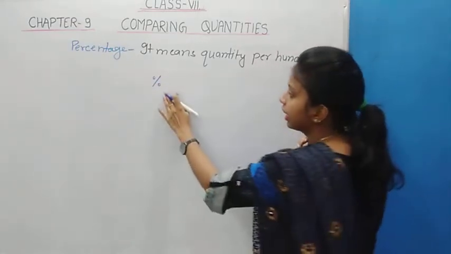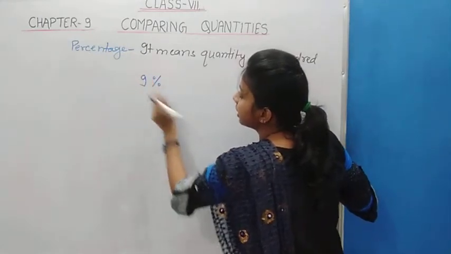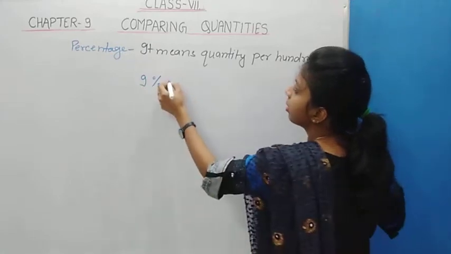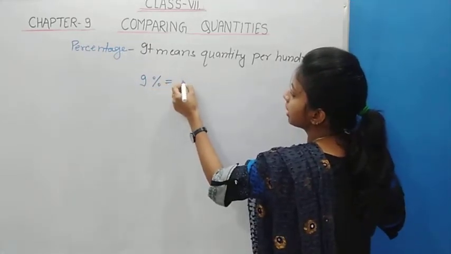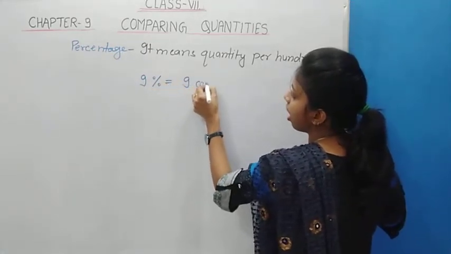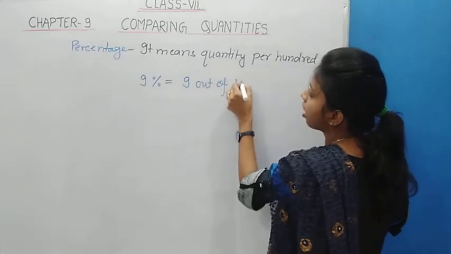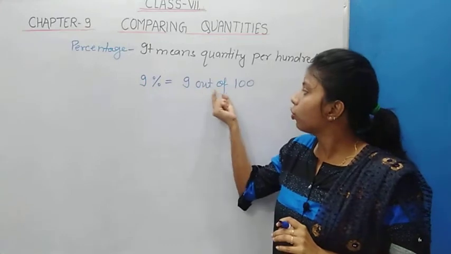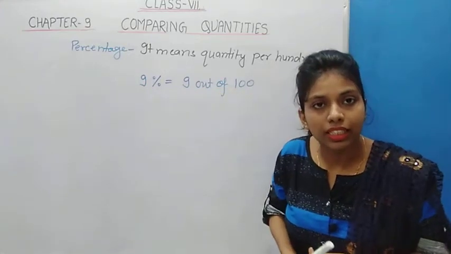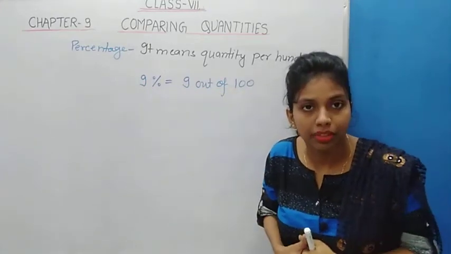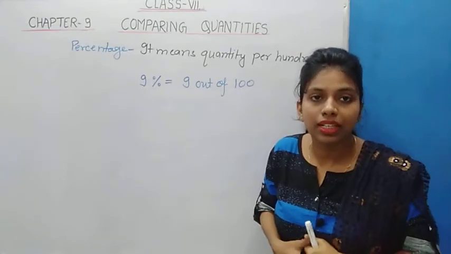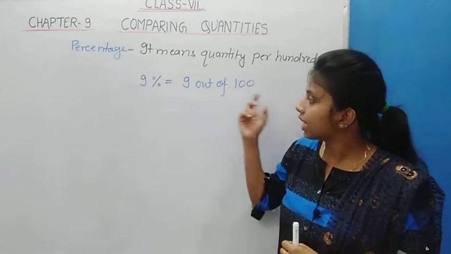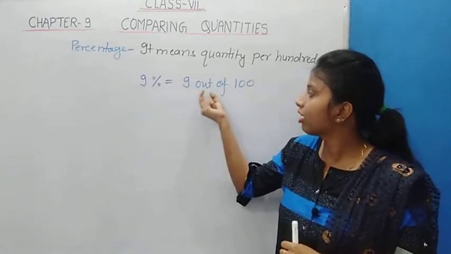If I am writing 9%, what is the meaning of this 9%? The meaning of 9% is 9 out of 100. Like if I am getting 90%, it means I get 90 marks out of 100. Same way, 9% means 9 out of 100.